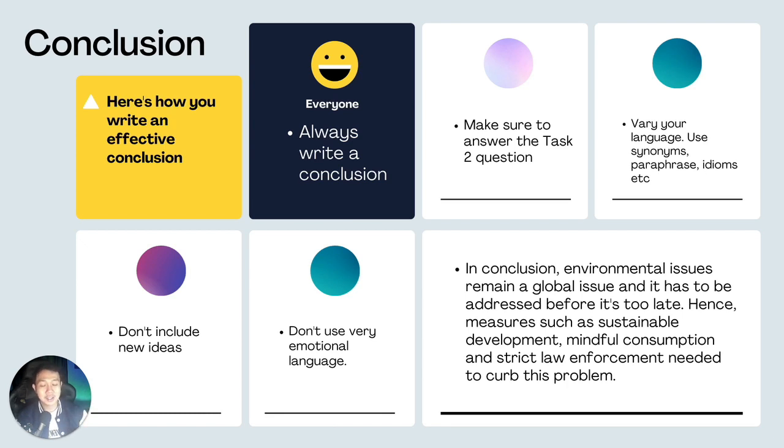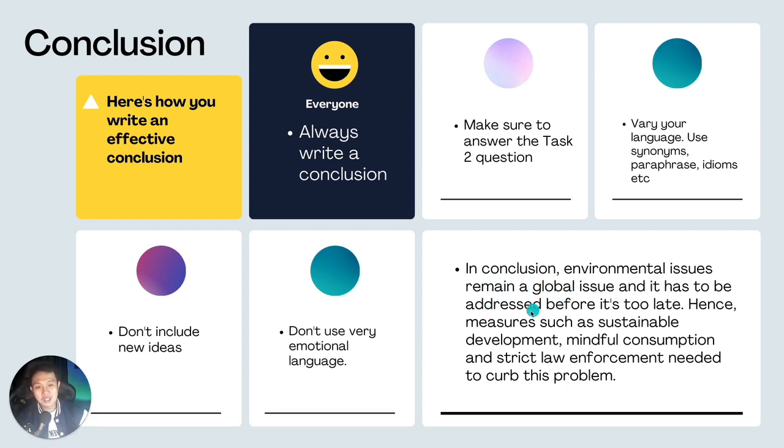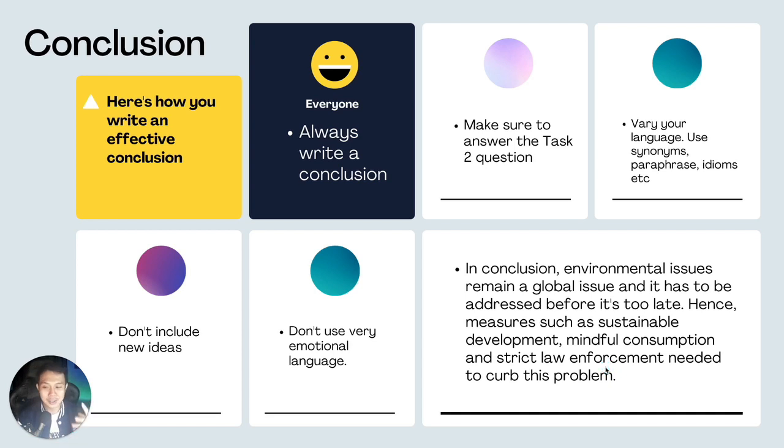Okay, here's a good example, as you can see, ladies and gentlemen. In conclusion, environmental issues remain a global issue and it has to be addressed before it's too late. Hence, measures such as sustainable development, idea number 1, mindful consumption, idea number 2, and strict law enforcement needed to curb this problem, idea number 3, like I said just now. So, you will letakkan your thesis statement back and also your topic sentences, topic 1, topic 2, and topic 3. So that's how you want to write a good one.